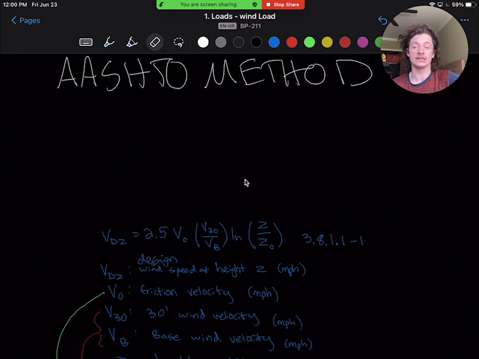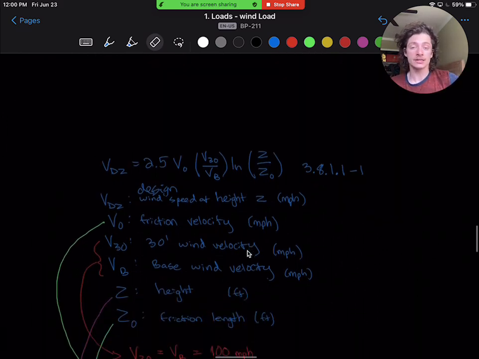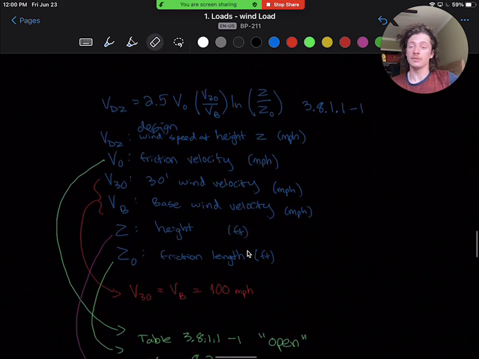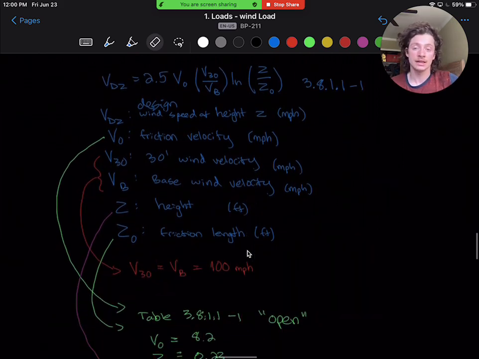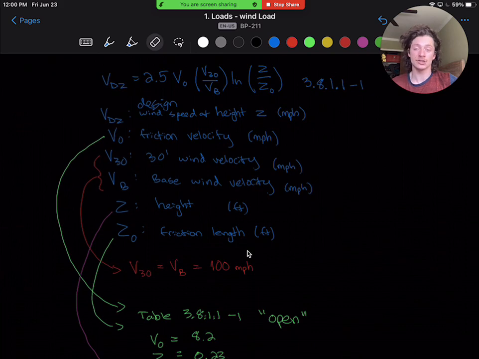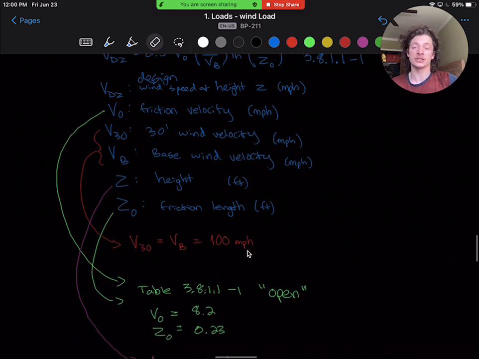3.8.1.1-1 for VDZ, or design velocity of the wind at height Z. So that's our VDZ. Our V naught is our friction velocity. Our V30 is our 30-foot wind velocity. Our VB is our base wind velocity. Our Z is our height of the structure, and Z naught is the friction length.